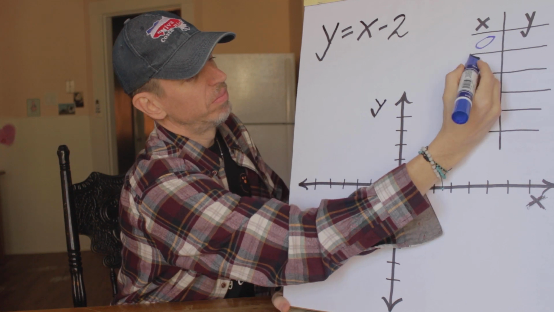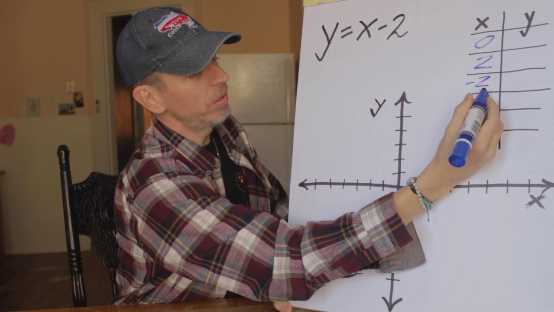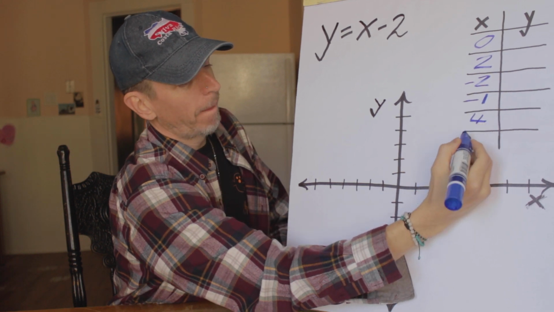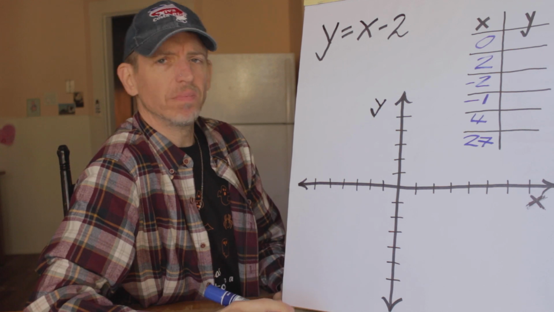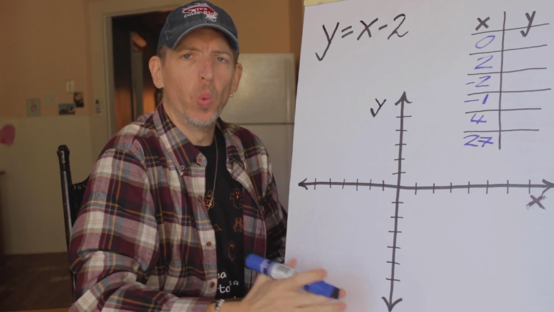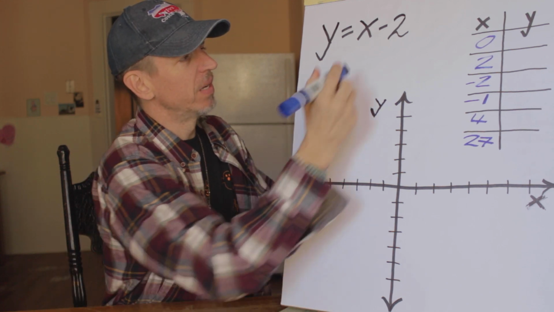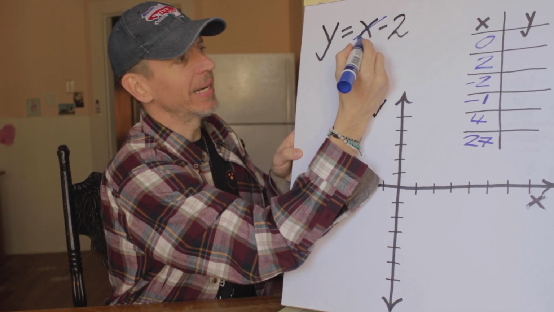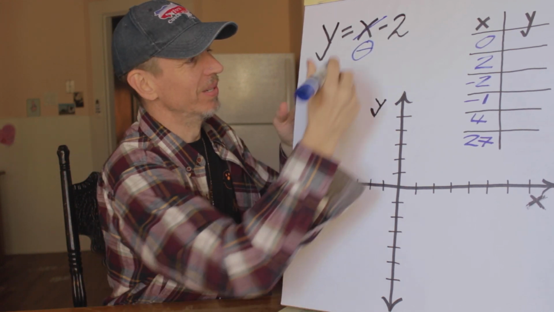0, 2, menos 2, menos 1, 4, 27. Let's start with 0. What happens when 0 goes in this minus 2 function? 0 in place of the x, minus 2, that's minus 2.